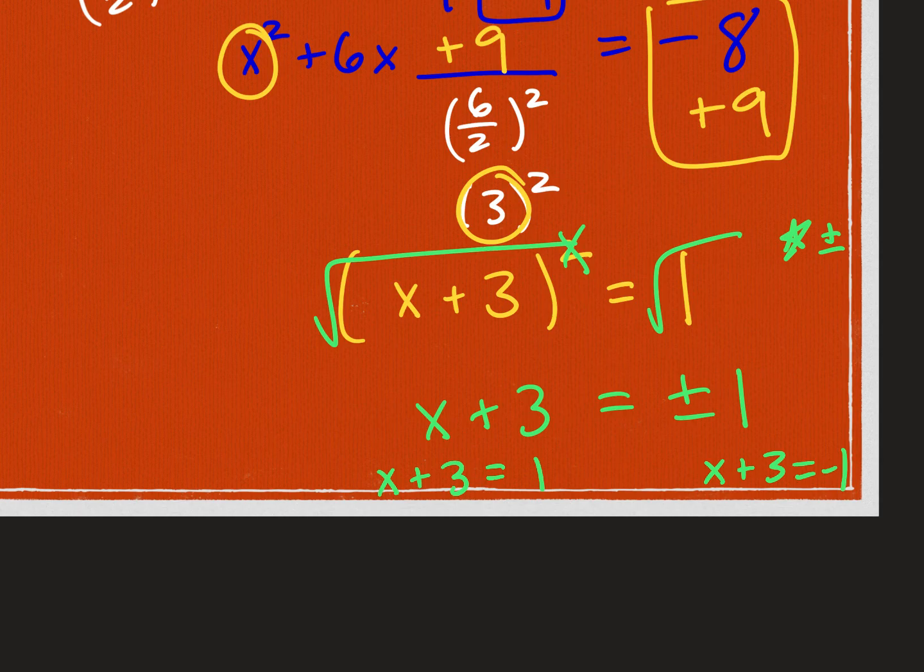What do I do next to solve? Subtract 3. So what's 1 minus 3? Negative 2. Do the same thing with the other one. Subtract 3. What's negative 1 minus 3? Negative 4. Negative 4.